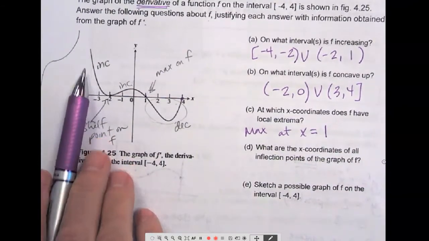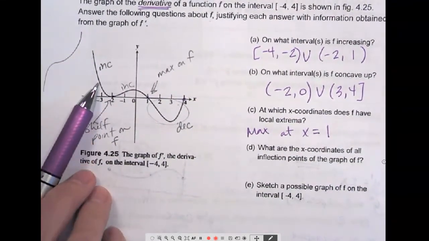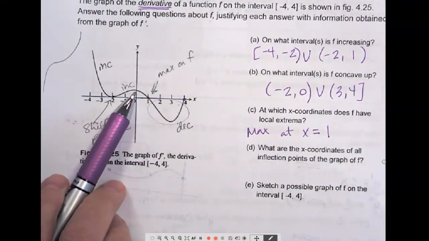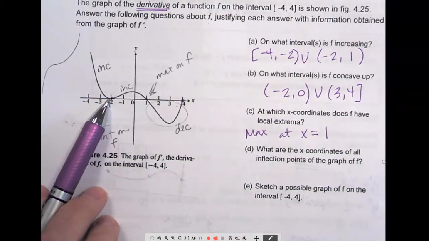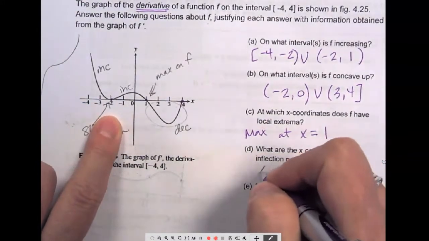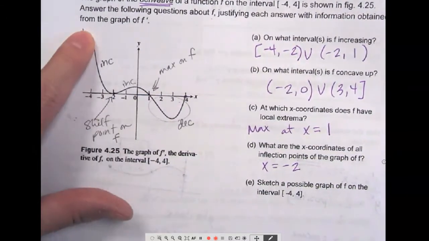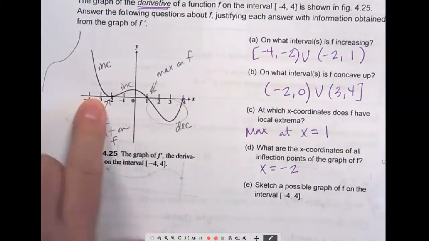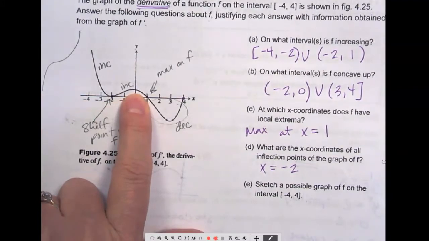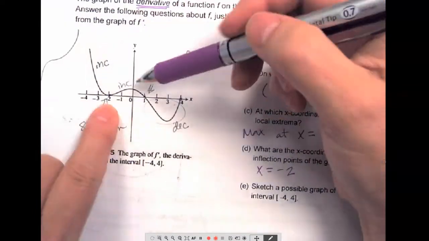So second derivative is slope information from this. Negative slope, positive slope. It changed right there. So what also changed? Concavity. So I have an inflection point at x equals -2. Second derivative is negative. Second derivative is positive. That means I was concave down. Now I'm concave up.